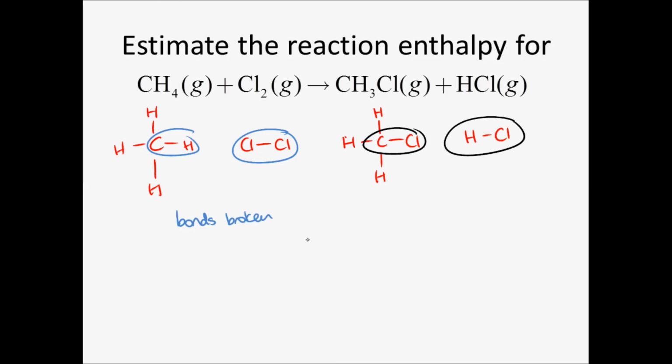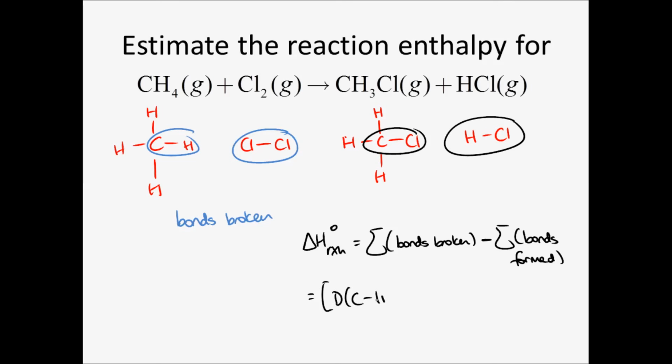The reaction enthalpy, as seen from the enthalpy diagram we looked at before, can be estimated by taking the sum of the bond enthalpies for the bonds broken and subtracting the sum of the bond enthalpies for the bonds formed. The bonds that are broken are that of the carbon-hydrogen bond and the chlorine-chlorine bond, and the bonds that are formed are the carbon-chlorine bond and the hydrogen-chlorine bond.